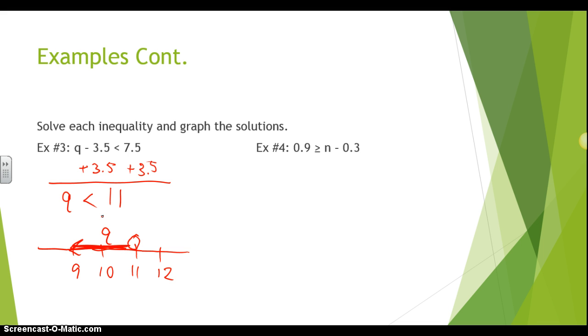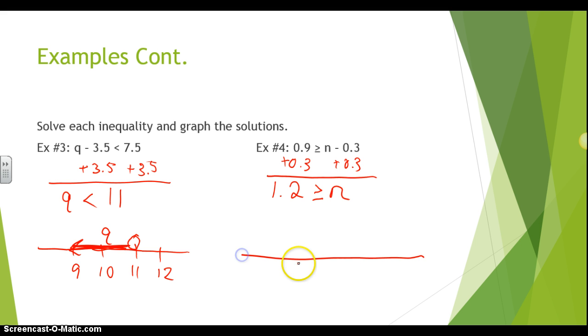Example number 4, we have 9/10 is greater than or equal to n minus 3/10. So I need to get n by itself by adding 0.3 to both sides, or 3/10. 9/10 plus 3/10 is going to give me 1.2, which is greater than or equal to n. So now I need to graph that.